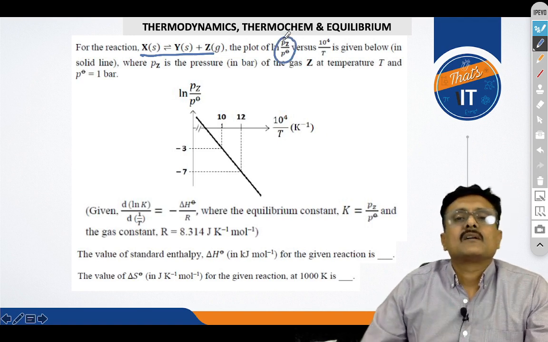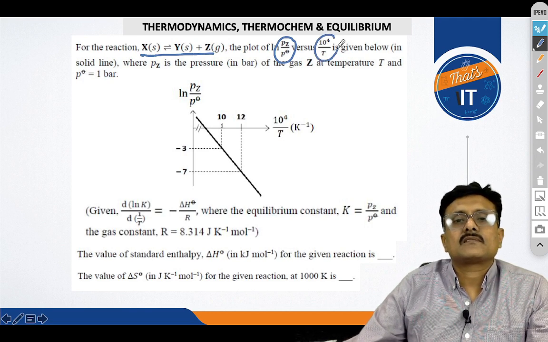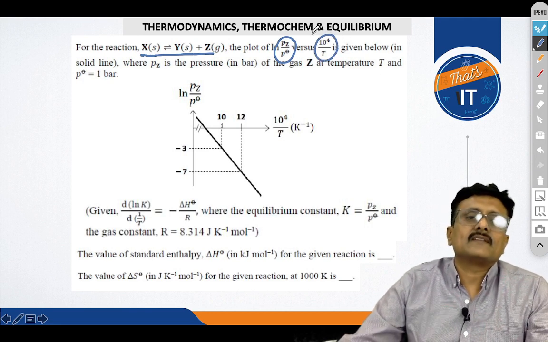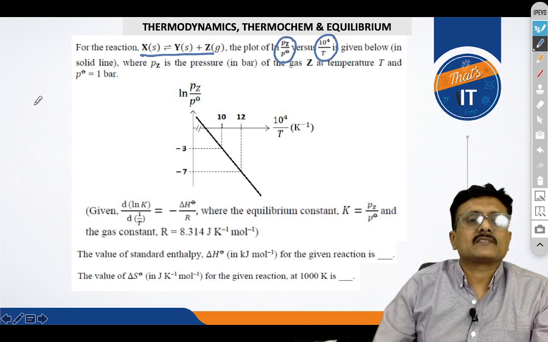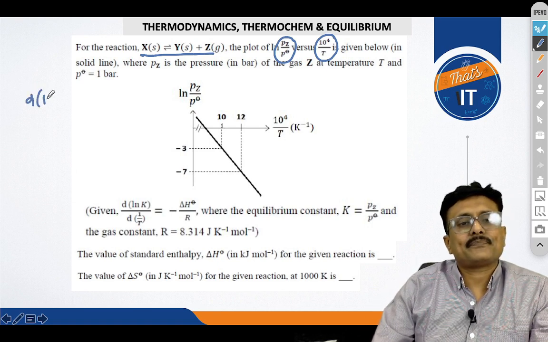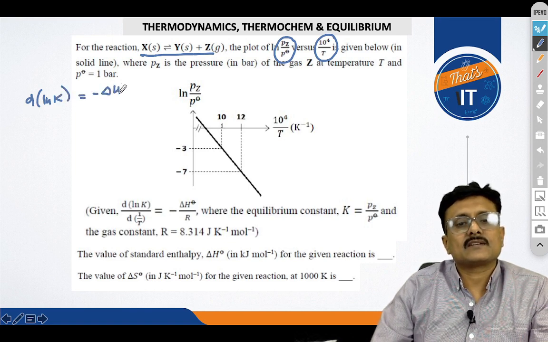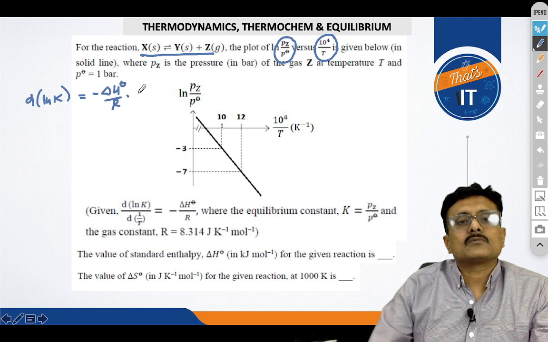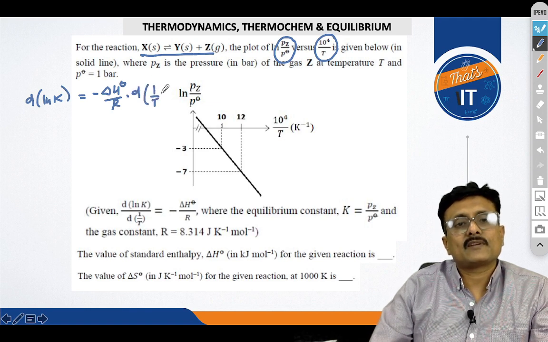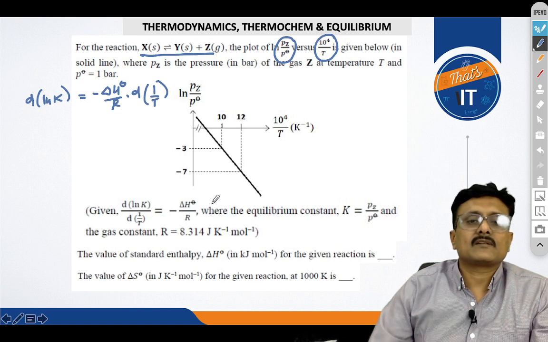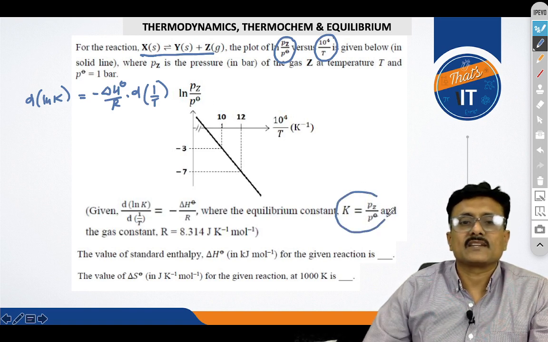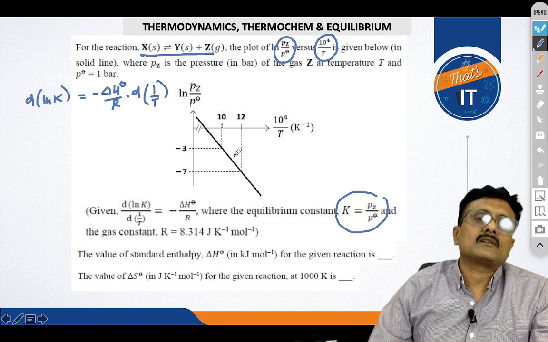by P0 versus 10 power 4 by T is given as a straight line. And the expression is also given, isn't it? So here the expression will help you in solving this question, equal to minus delta H naught by R into d of 1 by T. Now if you want to get this expression into picture, where you can see the equilibrium constant might be given as the ratio of Pz by P0, that is nothing but the K.